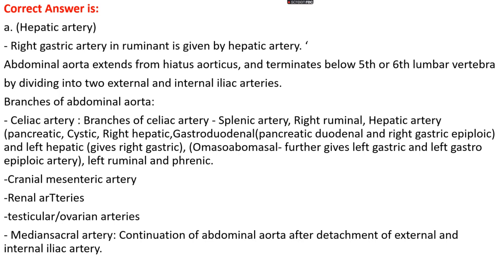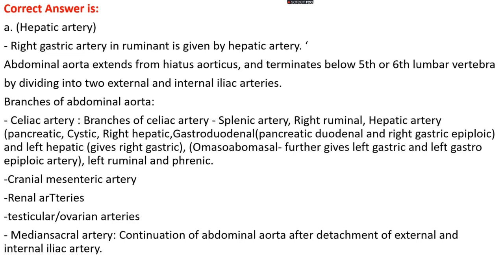Okay. If we see the abdominal aorta, the aorta extends from the hiatus aorticus, which is present in the diaphragm, and terminates below the fifth to sixth lumbar vertebra. It is actually divided into the external and internal iliac arteries at the end. The branches of the abdominal aorta mainly include the celiac artery and cranial mesenteric artery, the renal arteries, testicular or ovarian arteries, and lastly the median sacral artery, which is a continuation of the abdominal aorta after the detachment of the external and internal iliac arteries.